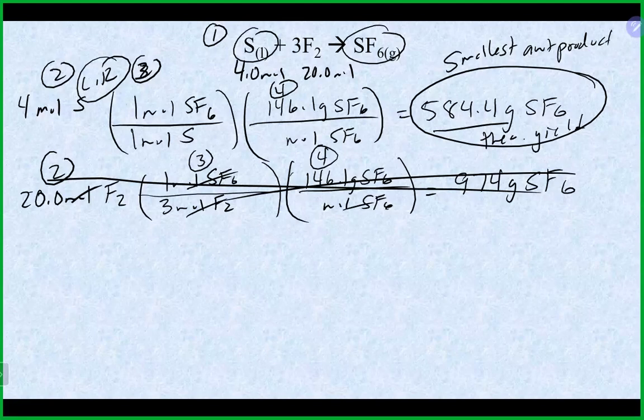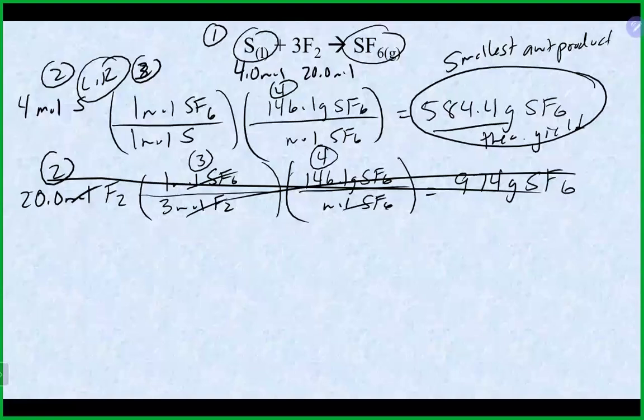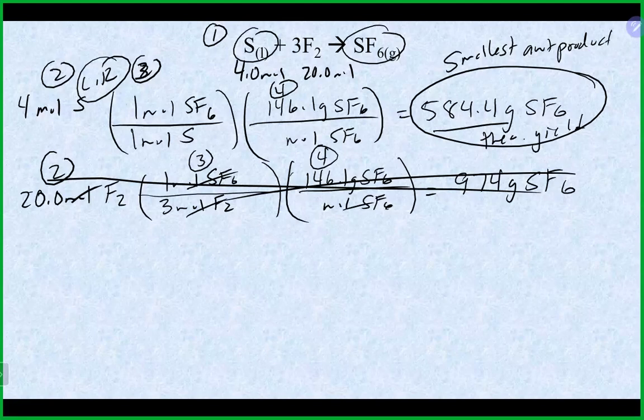Now, if you have this problem and you're also asked how much of the excess reagent is left over, you would have to go back and do another calculation to figure that part out separately. But again, this is a perfectly fine method of doing it as well. There are like 3 or 4 different ways you could do these types of problems. Any questions on this method? So if you choose this method, it's the basic 4 steps: start with each reactant and go to the product. The one that makes the smallest amount of product is your limiting reagent and your theoretical yield. Any questions on that?